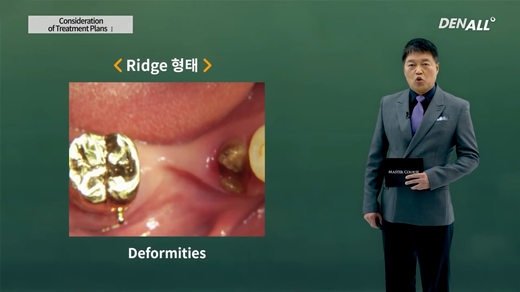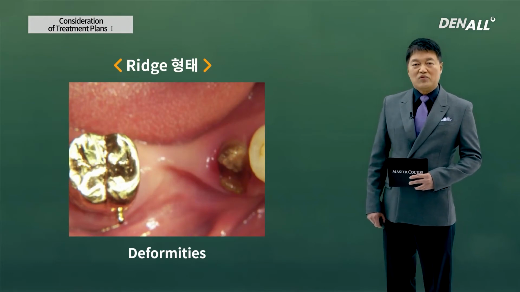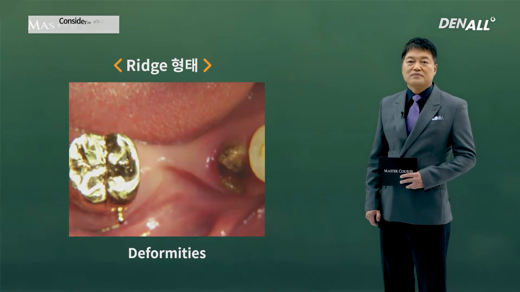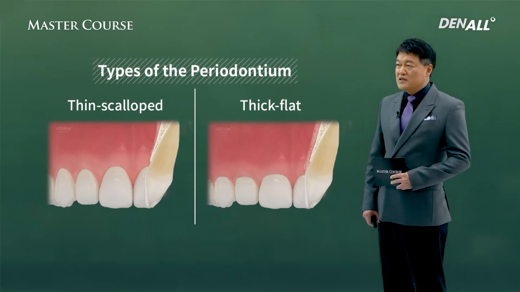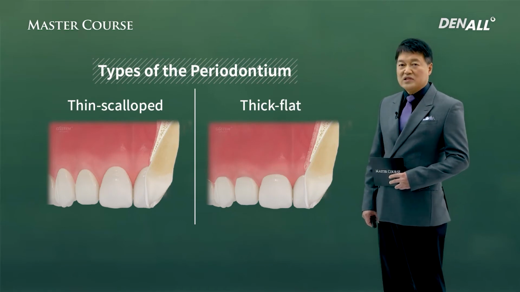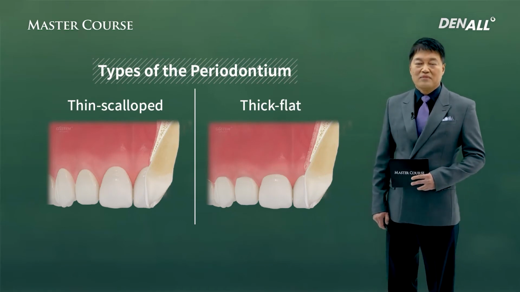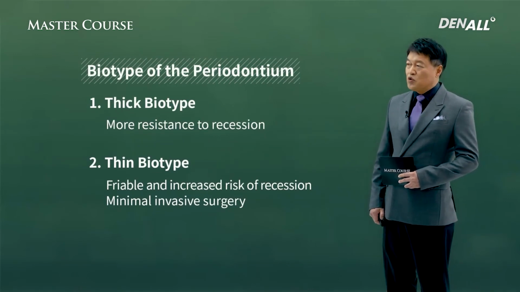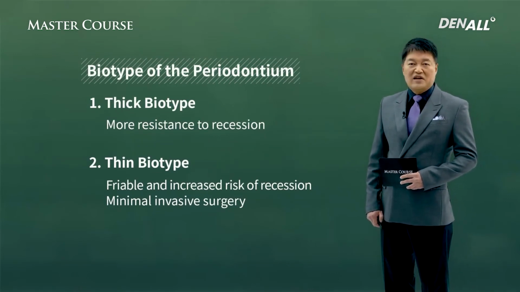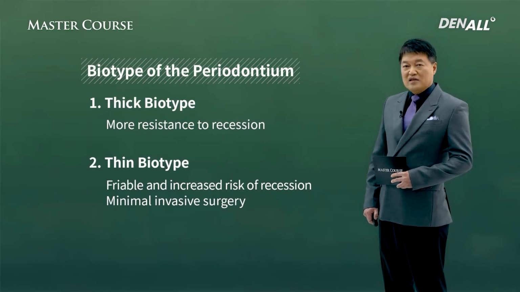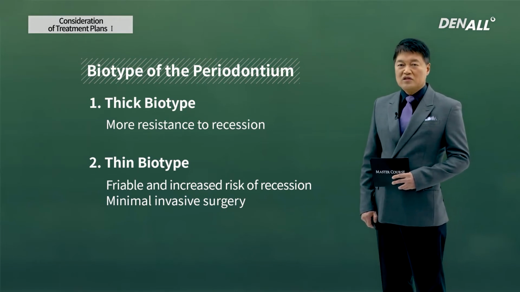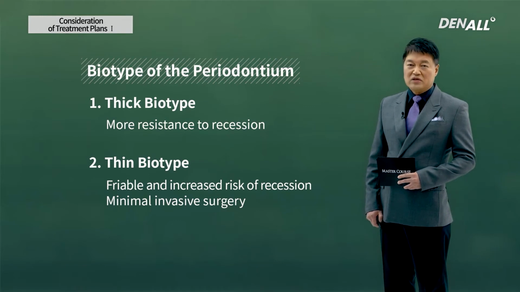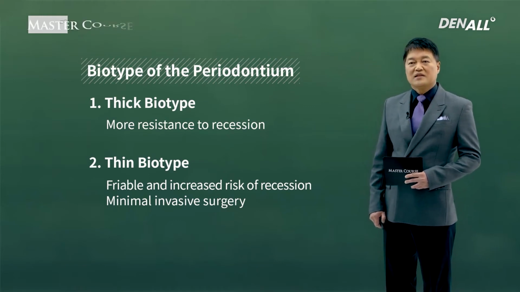If there is severe deformity, we can assume that severe bone resorption has occurred and additional surgery like GBR may be required. Another thing to evaluate is periodontium type. You need to check whether it is thick or thin biotype. Generally, in the case of thick biotype, recession does not really occur, but for thin biotype, recession occurs, so you can consider minimal invasive surgery. Especially in the anterior region, aesthetics is important, so you need to pay more attention.